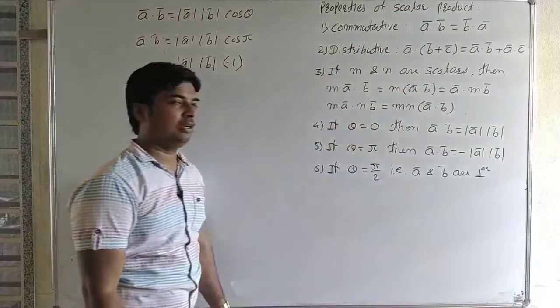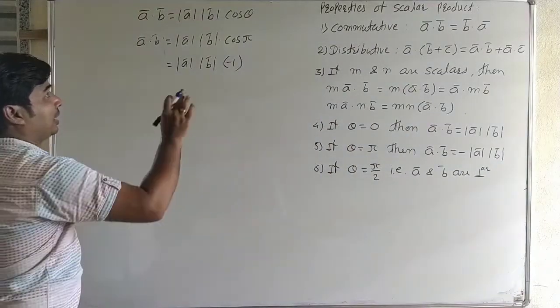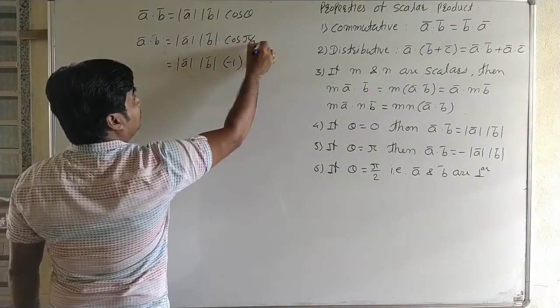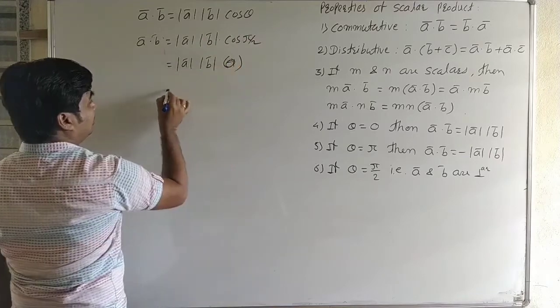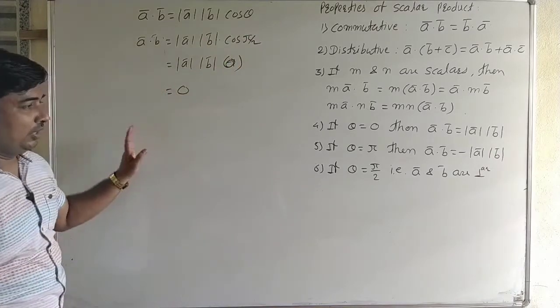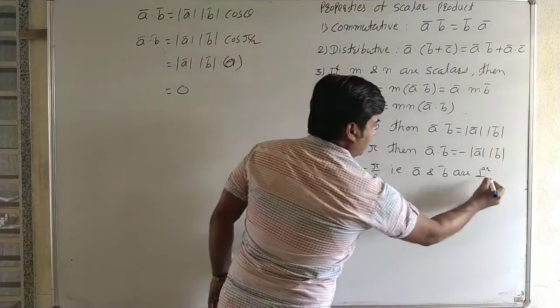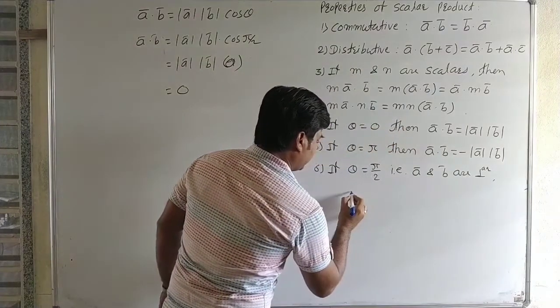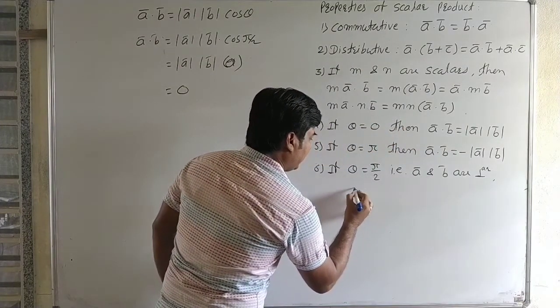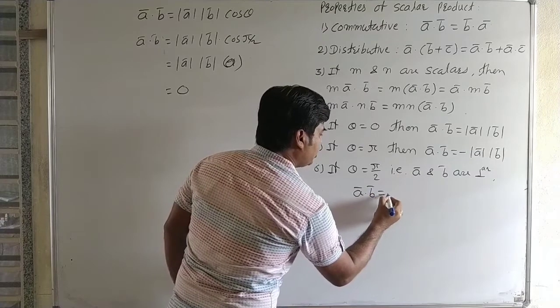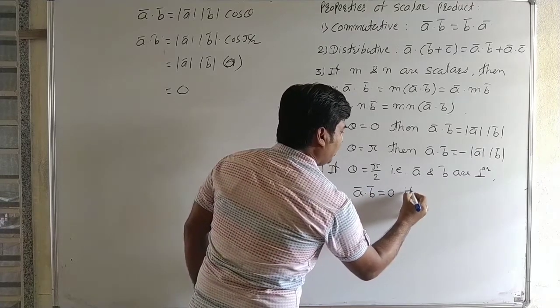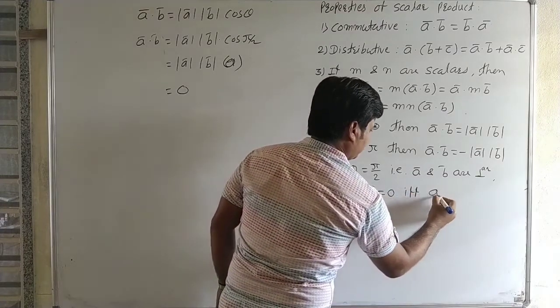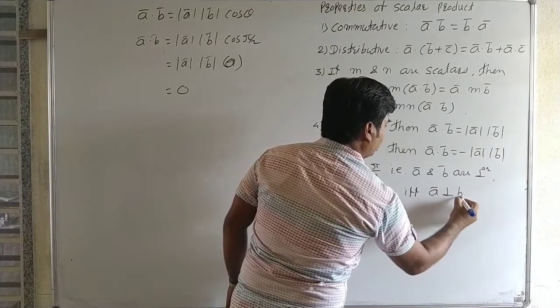Okay, A bar and B bar are perpendicular. Therefore, if theta is equal to pi by 2, then cos theta is 0, and the dot product is 0. A bar dot B bar is equal to 0 if and only if A bar is perpendicular to B bar.